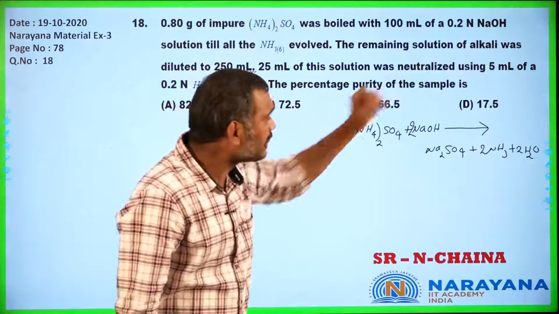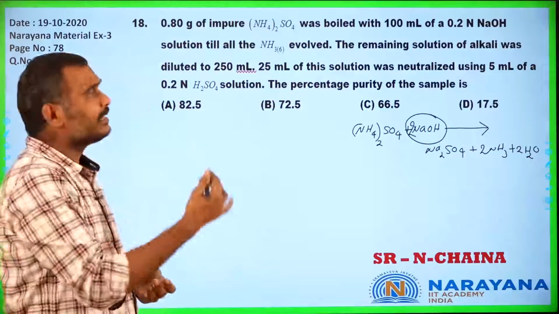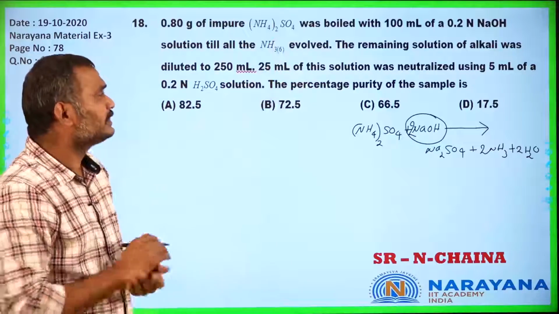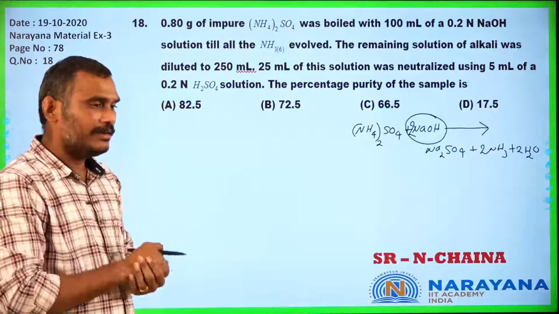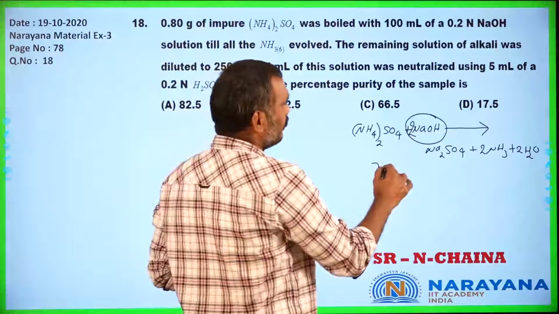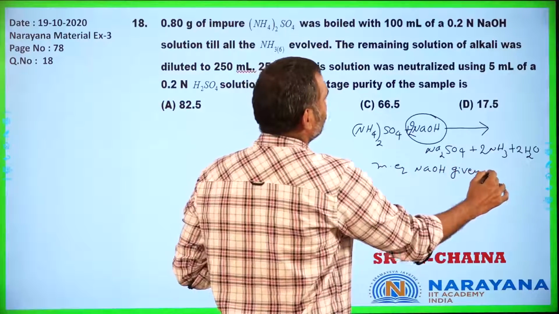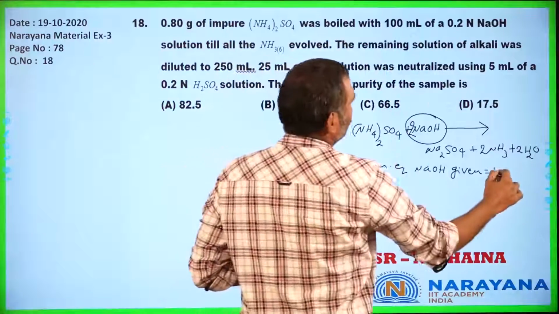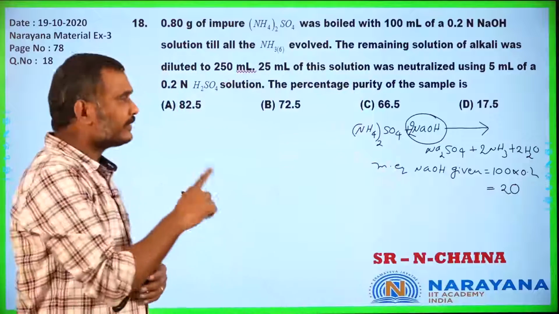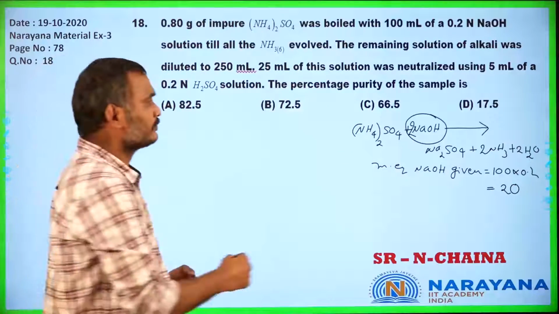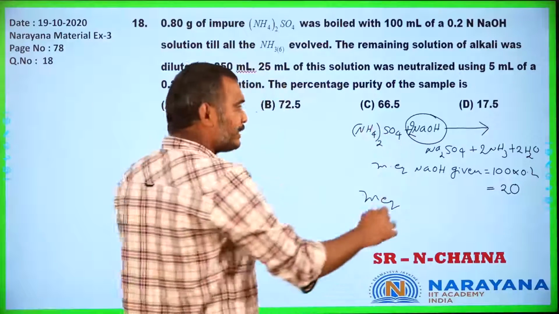The remaining solution of alkali, the remaining solution means we are using excess alkali. The remaining alkali was diluted with this solution of H2SO4 or acid. First of all, what is the given alkali? So milli equivalence of NaOH given is equal to 100 into 0.2, that is equal to 20. Milli equivalence of NaOH given is equal to 20. Now, milli equivalence of unreacted NaOH.